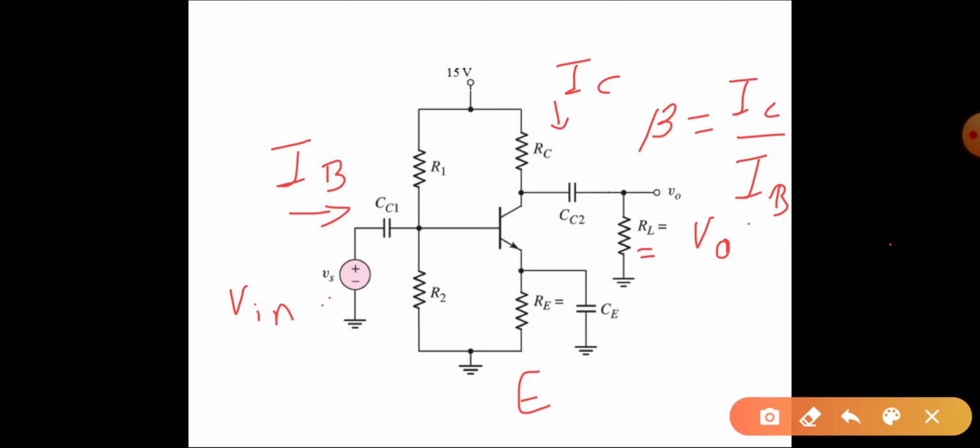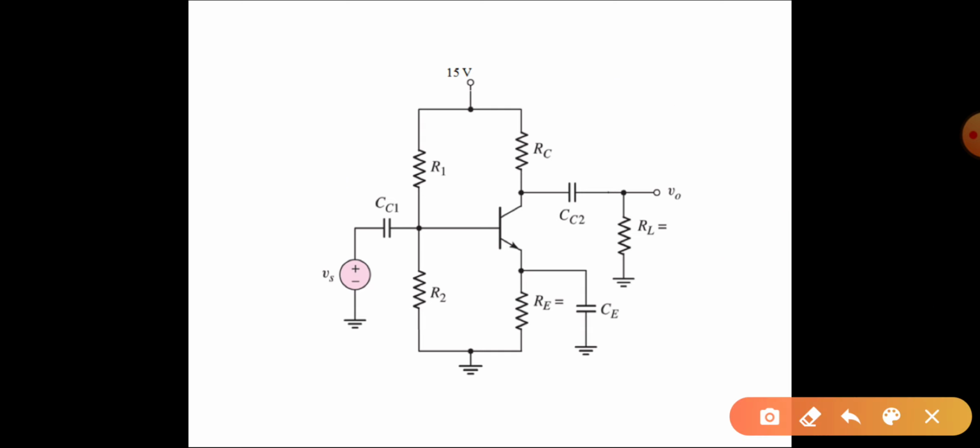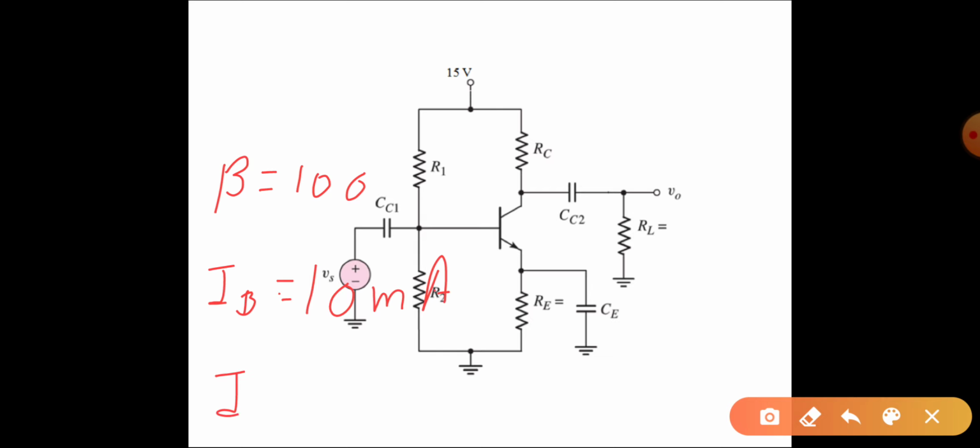It means when you give a 10 milliampere input current and the value of beta is 100, suppose beta is 100, input current is 10 milliampere, then the IC will be 10 milliampere into 100, that will be 1000 milliampere, that is 1 ampere.